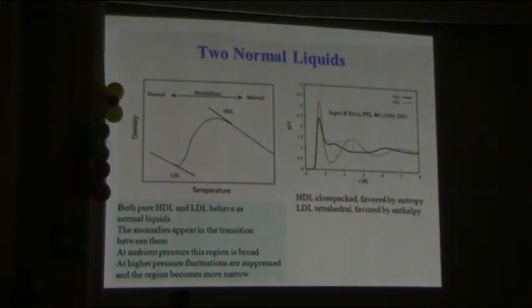And our picture here is in terms of two normal liquids. We have, at high temperatures, a pure, high-density liquid, which behaves perfectly like a normal liquid. So cooling gives an increase in density. At very low temperatures, again, we have a liquid that behaves like a normal liquid, a low-density liquid. But the anomalous behavior occurs in the transition between these two. And that's where the anomaly is. It's a very simple picture.